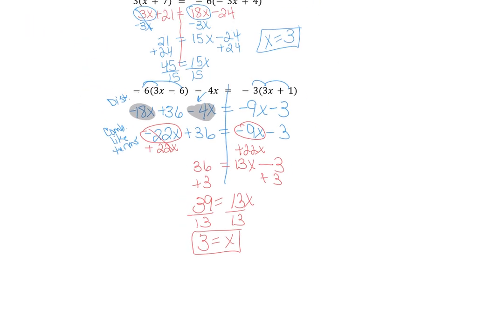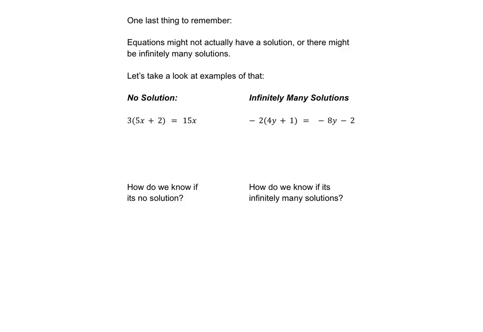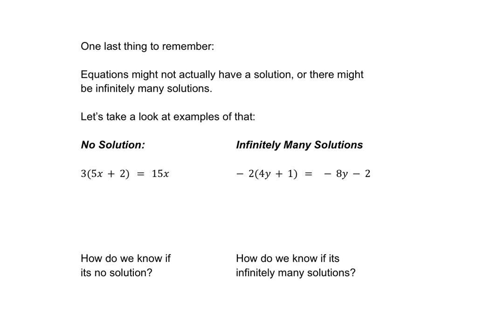Okay, so we kind of look back at what we did. We went just from very simple variables on both sides to distributing, and then distributing and combining like terms. So our equations keep getting a little bit more difficult each time, but that's okay because I think we're ready for that. So let's look at one last thing. Okay, one last thing to remember.